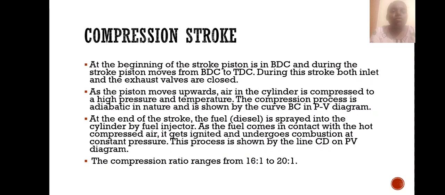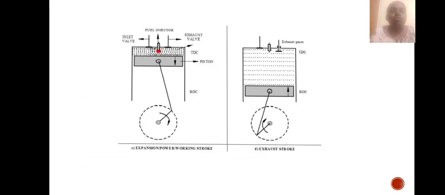At the end of the stroke, the fuel, that is diesel, is sprayed into the cylinder by the fuel injector. As the fuel comes into contact with the hot compressed air, it gets ignited and undergoes combustion at constant pressure. This process is shown by the line CD on the PV diagram. The compression ratio is in the range of 16:1 to 20:1.